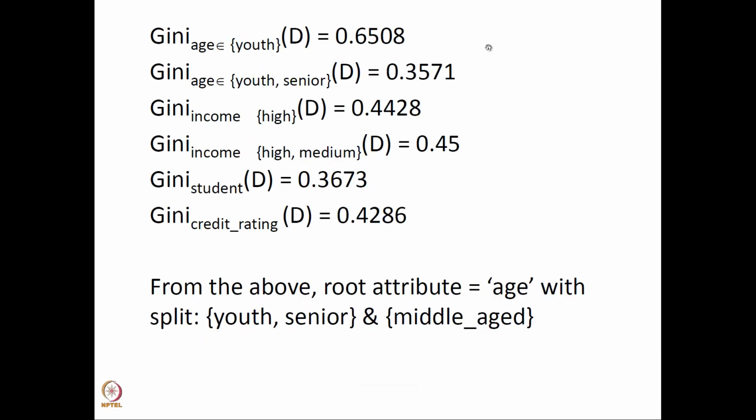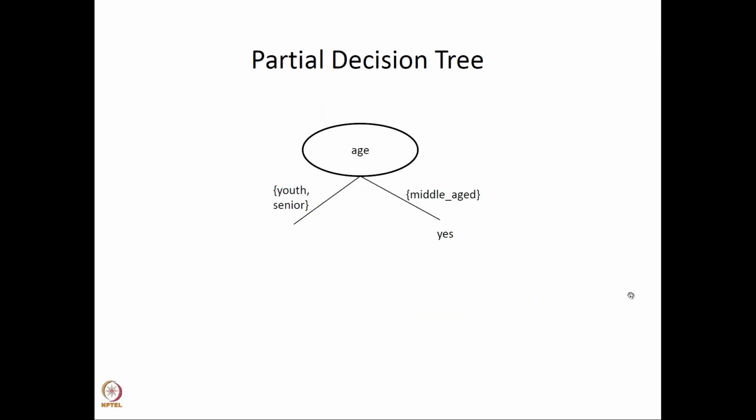Finally, we compare all the results and we observe that the attribute age, where the split is with youth and senior along one side and middle-aged along the other, gives the optimal value, and thus we select this particular attribute with this particular split point as the root. Thus we create this partial decision tree. Again, from our previous exercise, we know that when age equals middle age, all our observations are positive, so we do not need to grow the tree beyond this.